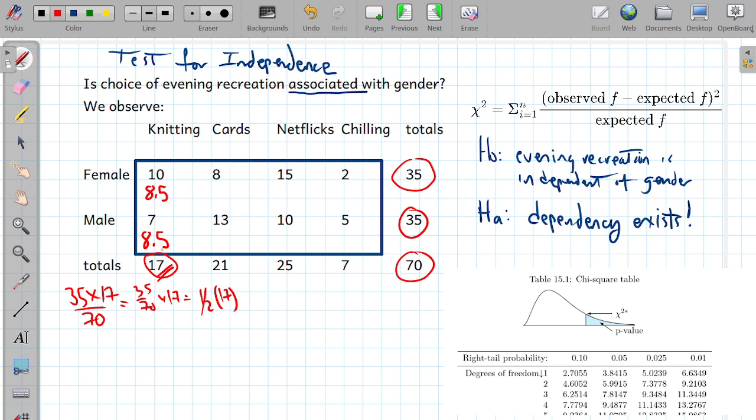So we better see that even split in the expected counts here as well. Now let's do the same thing with cards. So cards and females. Now we have 35, but this is 21 now, times 21, and this is, of course, divided by 70. So half of 21 is 10.5, and this is 10.5.